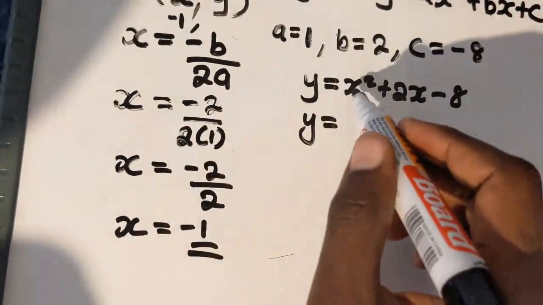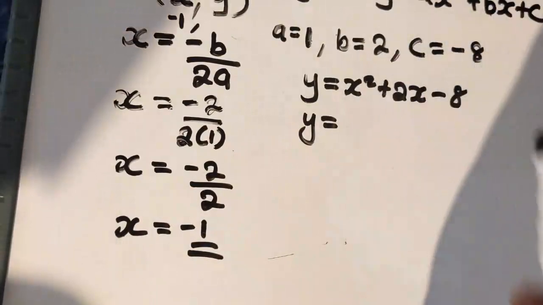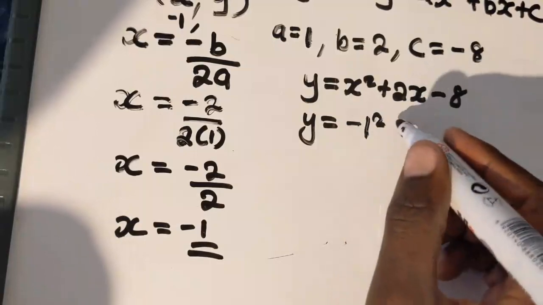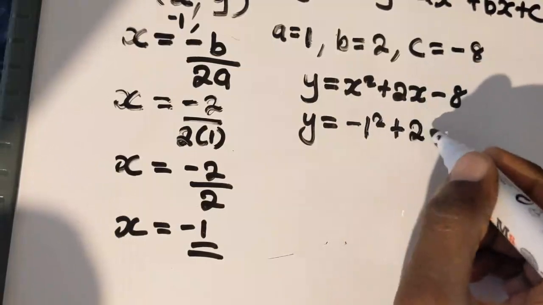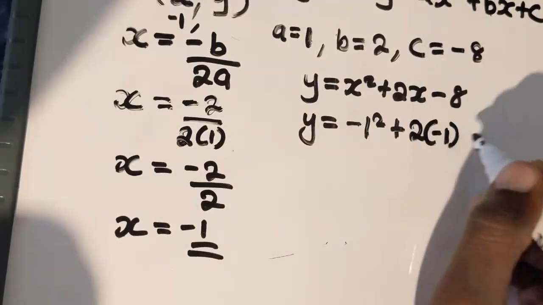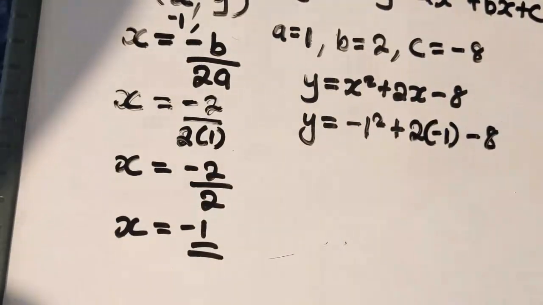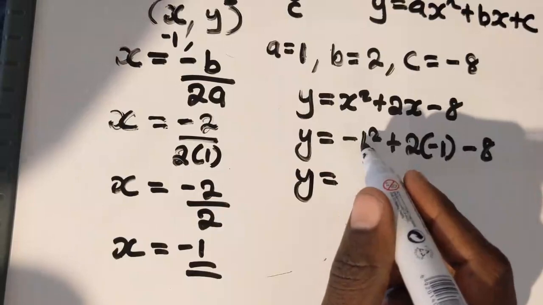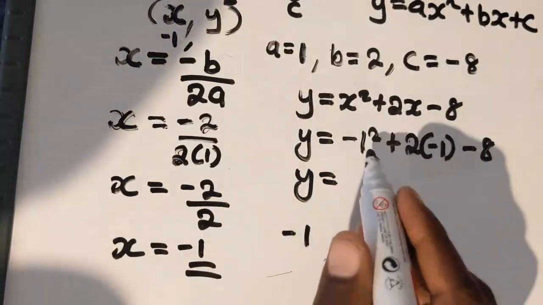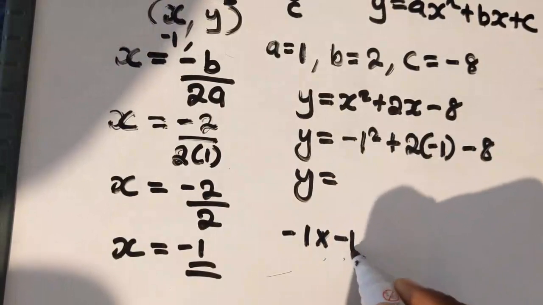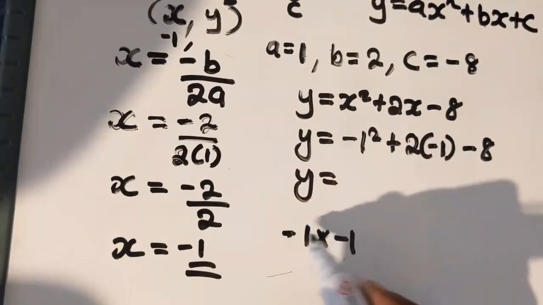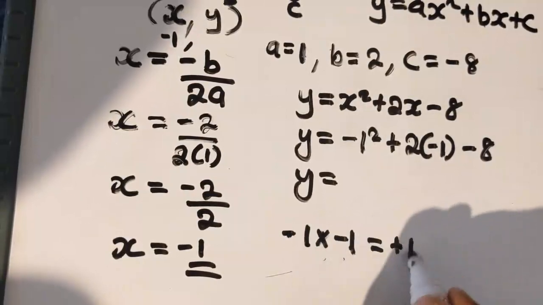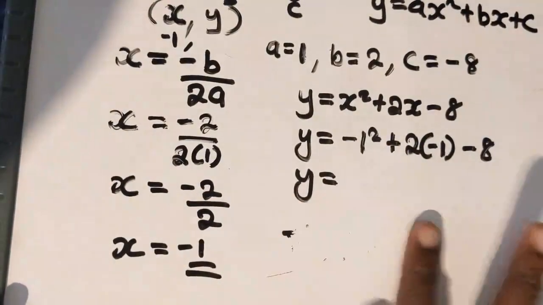Where there is x, there is negative 1. So you are going to say negative 1 squared, then plus 2 multiplied by negative 1, minus 8. Then you solve the equation. So y is equal to negative 1 squared, which is negative 1 times negative 1. Negative times negative gives you positive, and 1 times 1 gives you 1. So there it is, positive 1.